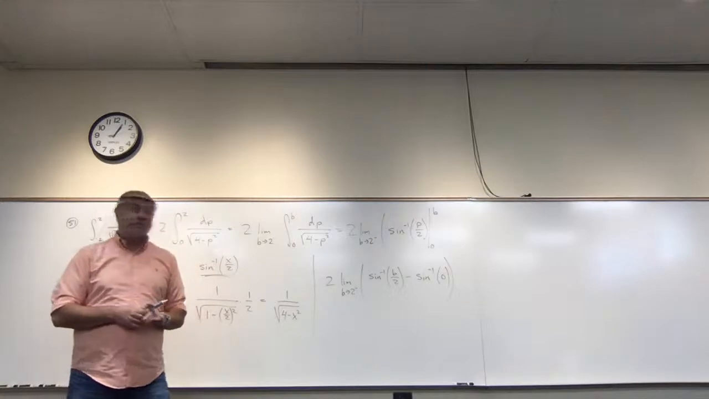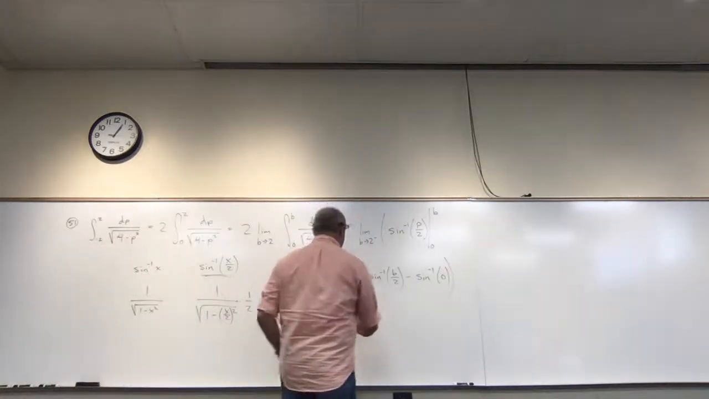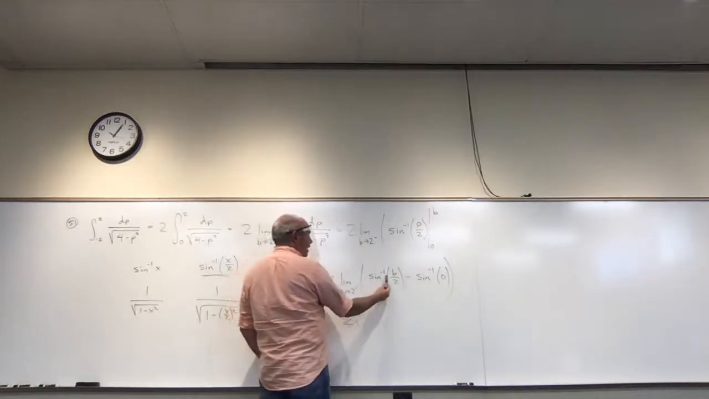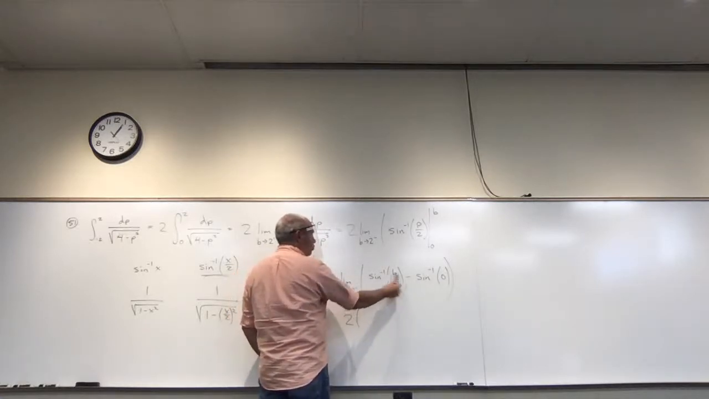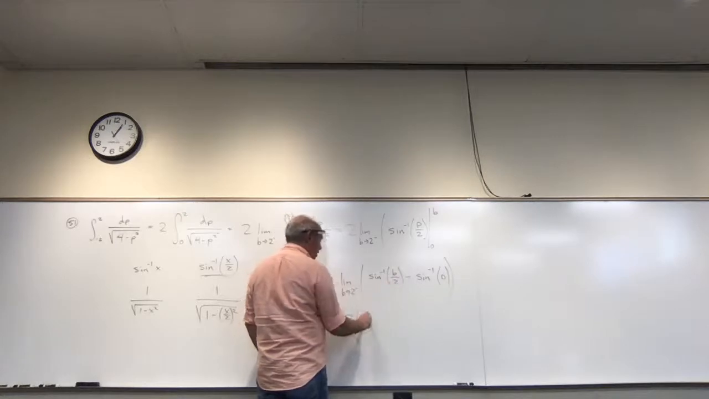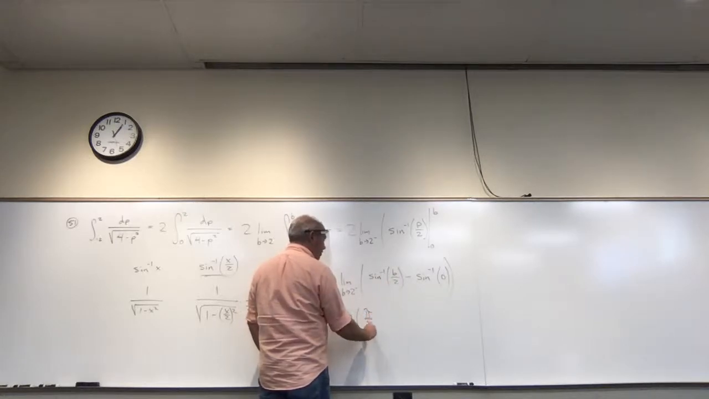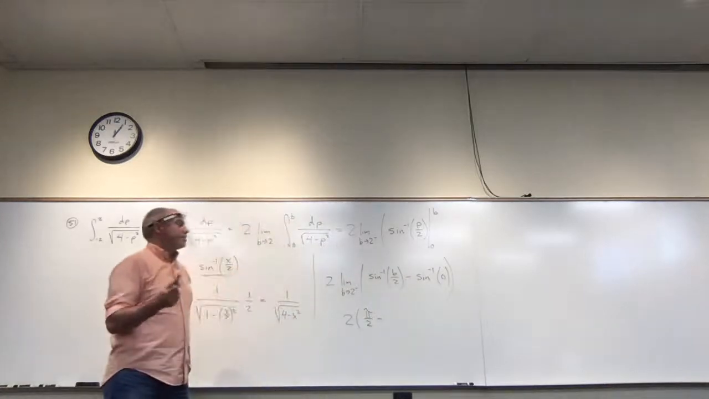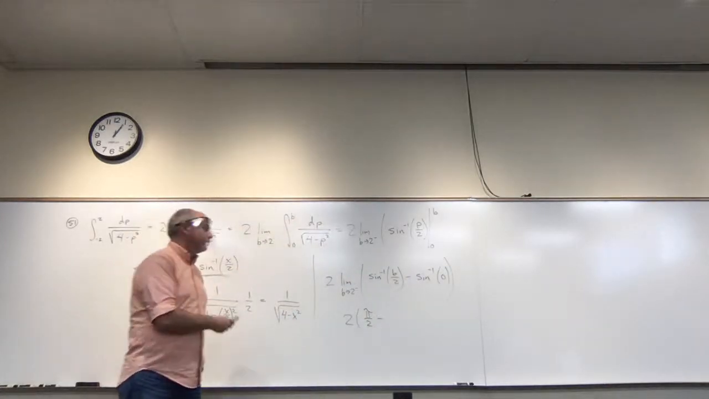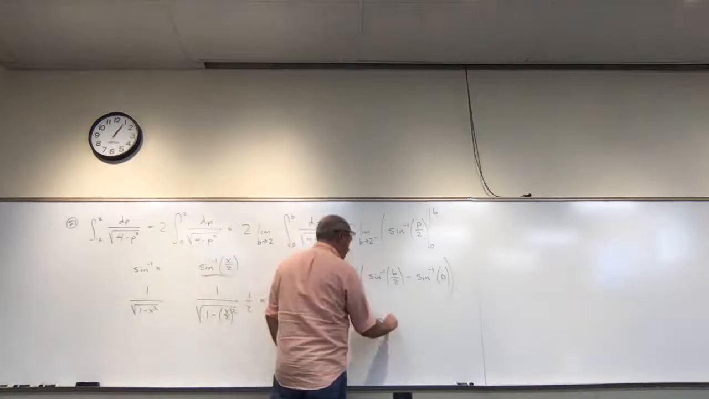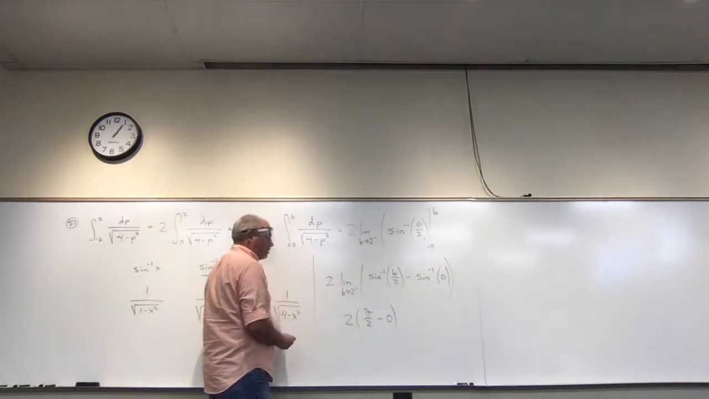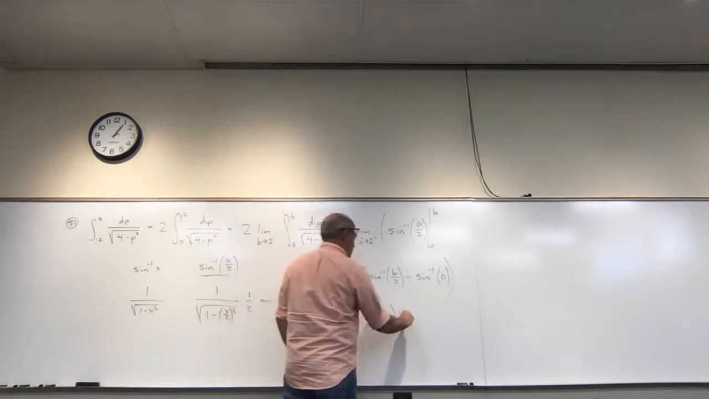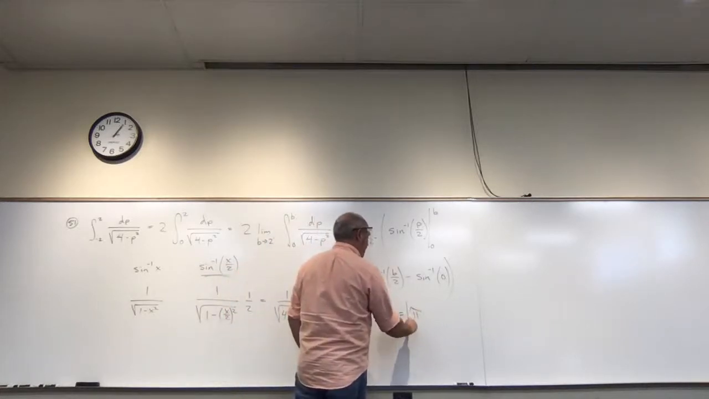Pi over 2. So I still have this 2 out here. And then I get sine of, when I plug this in, this is 1. Sine inverse of 1 is pi over 2 minus sine inverse of 0. In other words, sine of what gives me 0? That would be 0. And so I just get 2 times pi over 2, and that is pi.